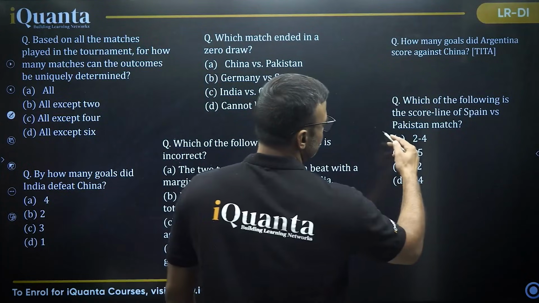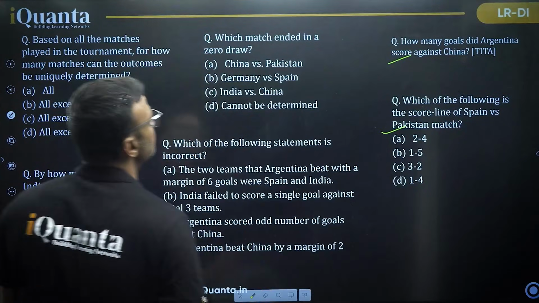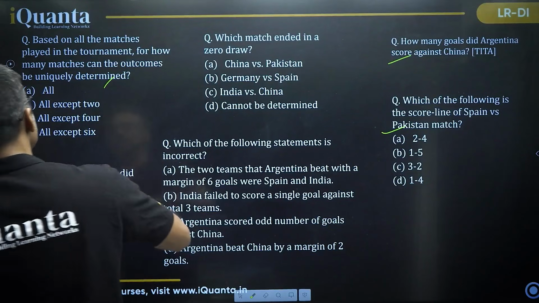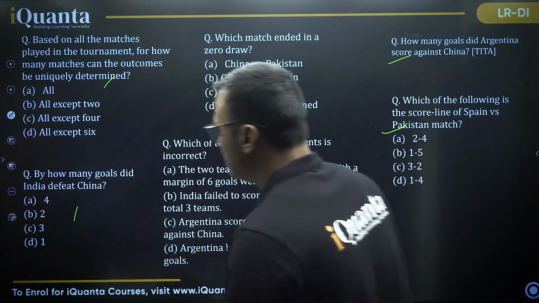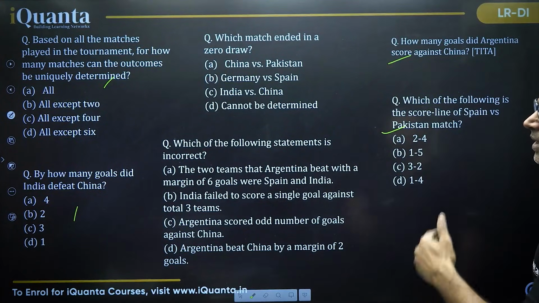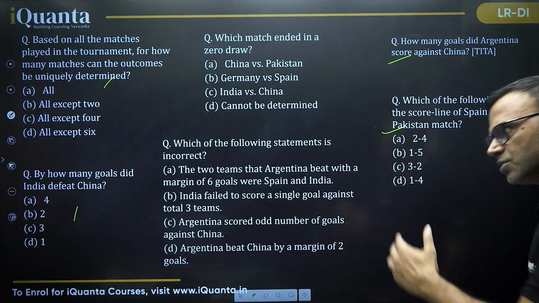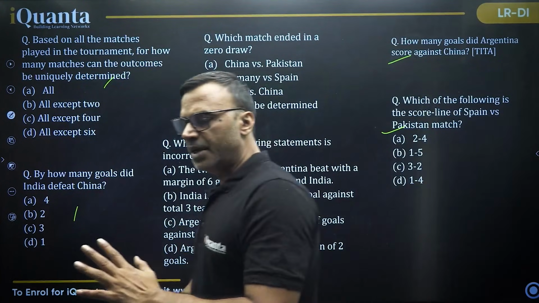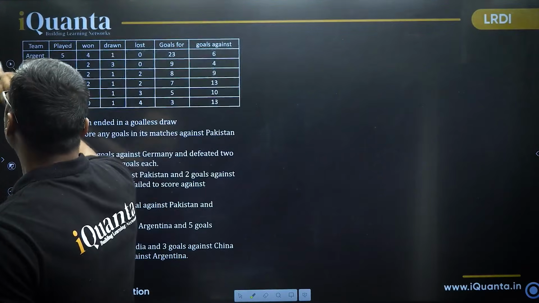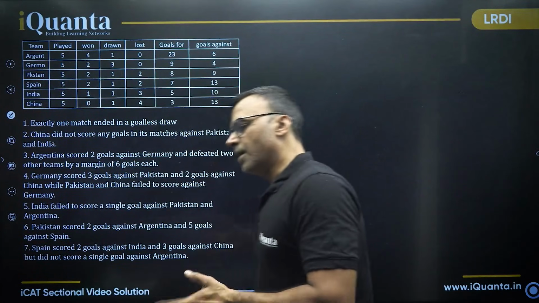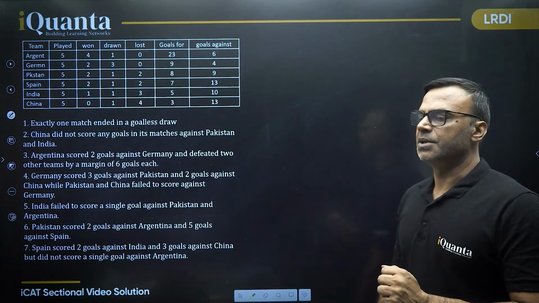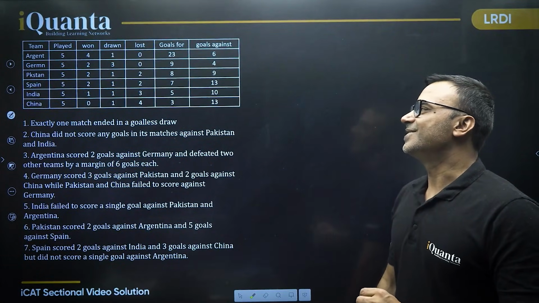Unless you have the match-wise information, you cannot answer these questions. These are very specific information. So only after completing the match-wise information will you be able to answer these questions, but it is not very difficult. It's just the same as any other multivariable LR grid arrangement question. Okay, all right. So let's start with the work.